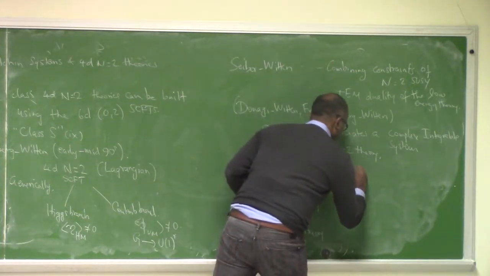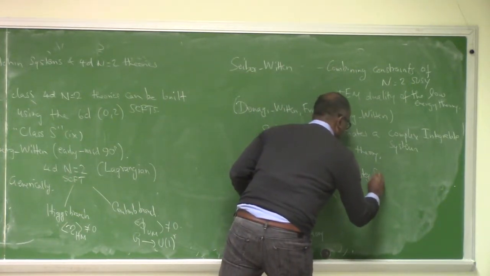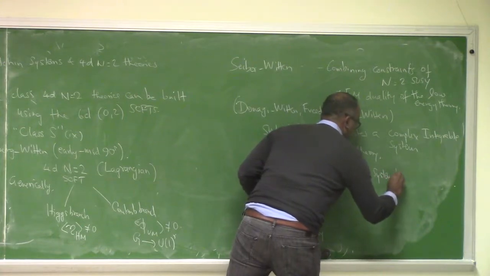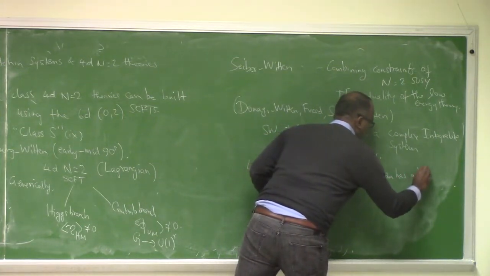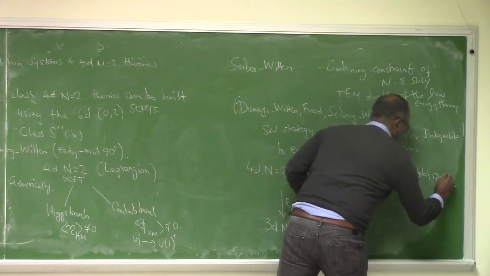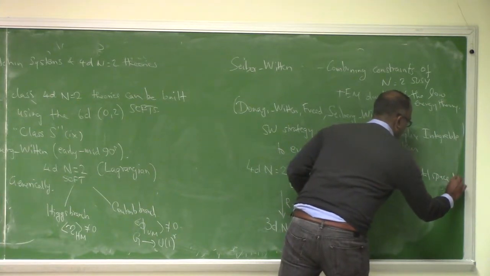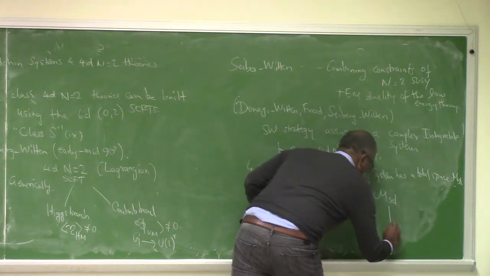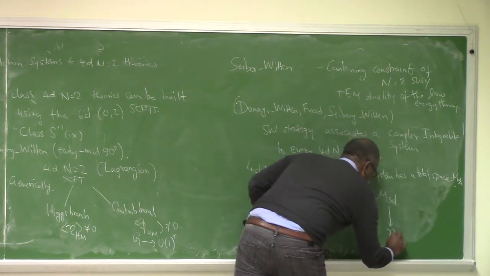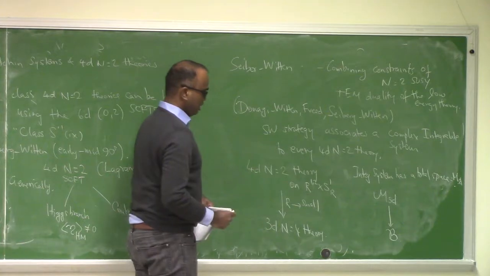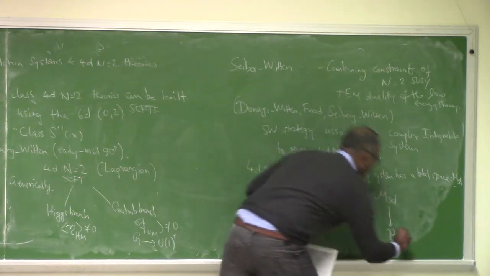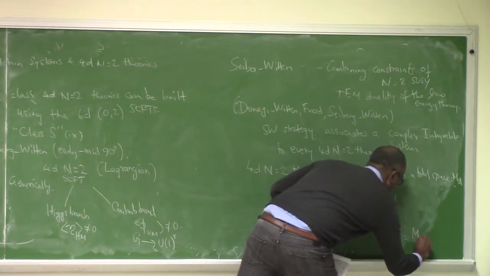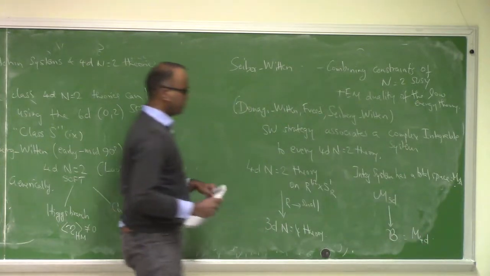So this integrable system has a total space, which I will call M_3D. So there's a fibration over some base B, which is the base of this integrable system. This turns out to be the Coulomb branch of the 4-dimensional theory.